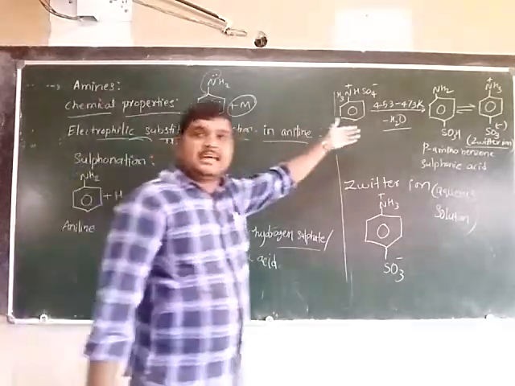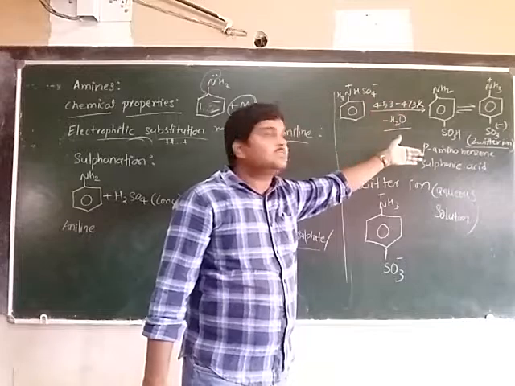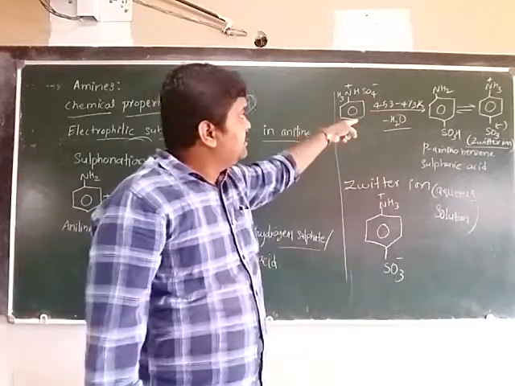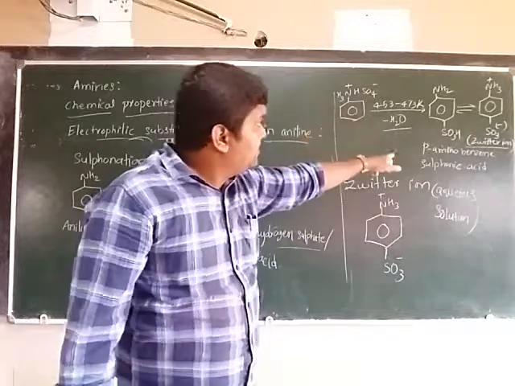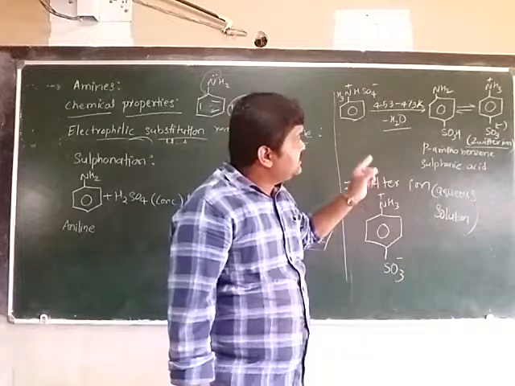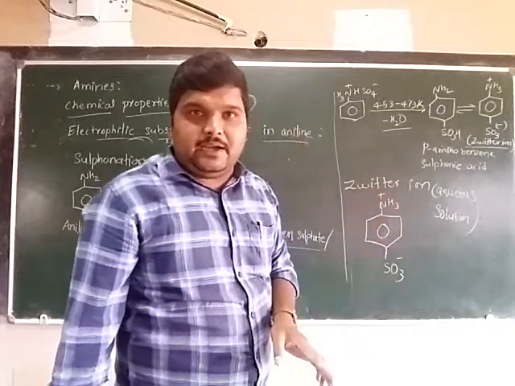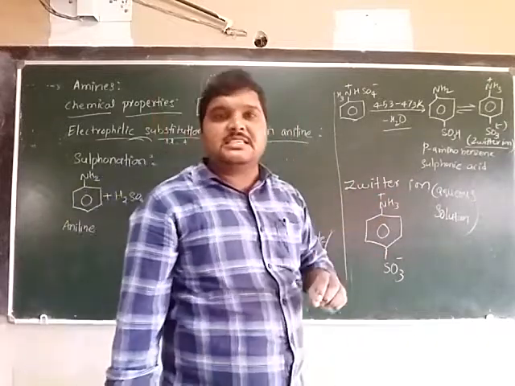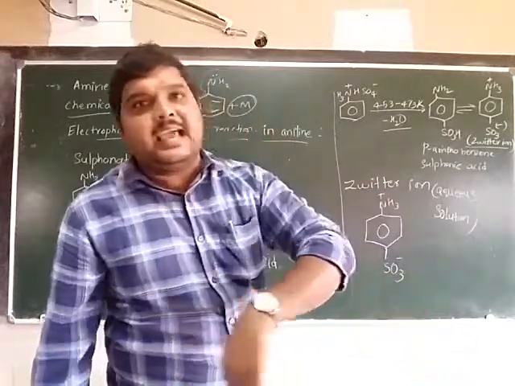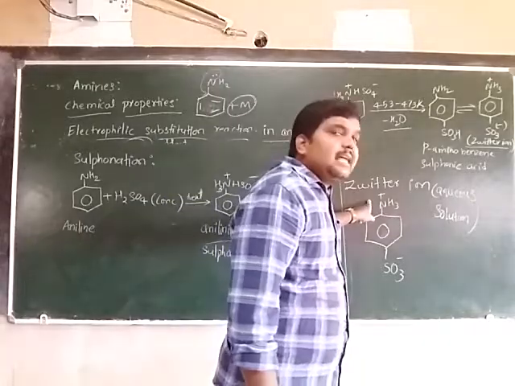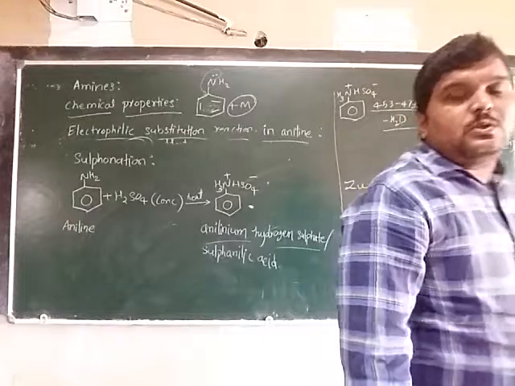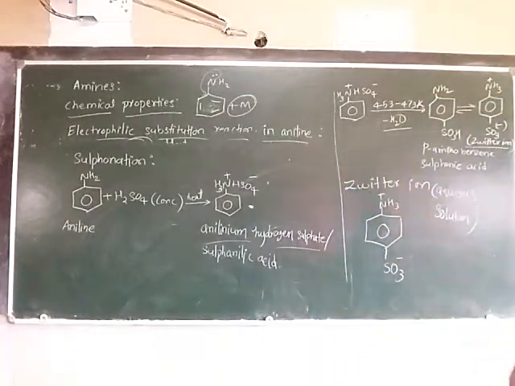So in sulfonation, when aniline reacts with concentrated sulfuric acid, it forms anilinium hydrogen sulfate, also called sulfanilic acid. This sulfanilic acid, on heating at about 453 to 473 Kelvin, forms para-amino benzene sulfonic acid. This rearranges to the Zwitter ion, the species which contains both cation as well as anion, in the aqueous solution. NH3 plus here, SO3 minus. So this is sulfonation.